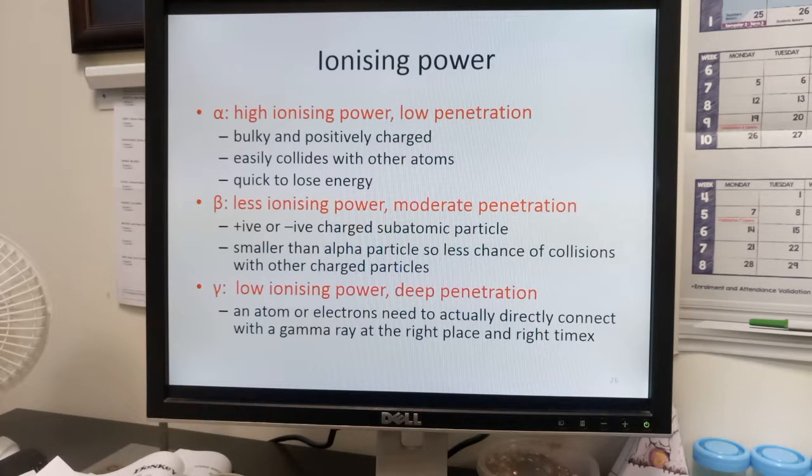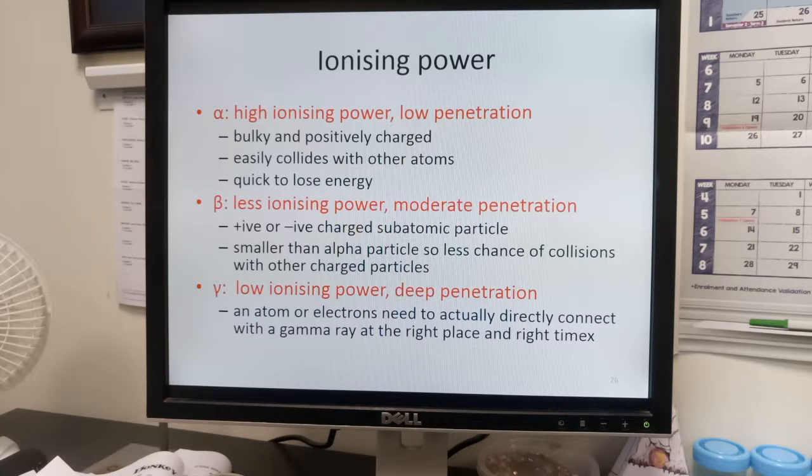Beta particles have less ionizing power, and they have a greater ability to penetrate because they're a lot smaller and they have less charge. They're positively or negatively charged. And gamma has really low ionizing power but really deep penetration ability.